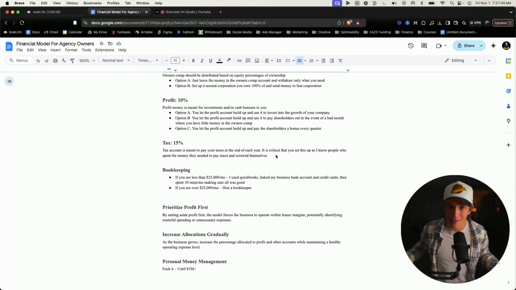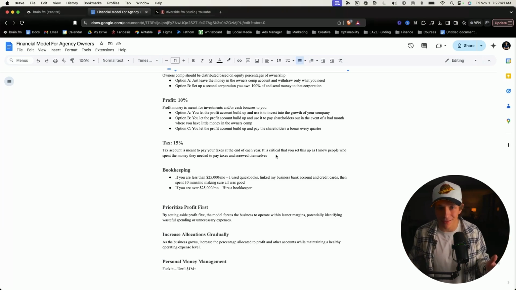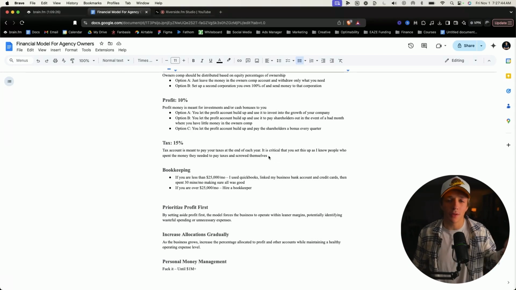Big problem, right? You got to pay your taxes. You got to be a good guy, right? If you don't do this, you can leave yourself in a situation where you're vulnerable to that. So it's very smart to just take 15% of your revenue and allocate it to your tax account. So when you get those tax bills, you can pay it. You don't have to stress about it.